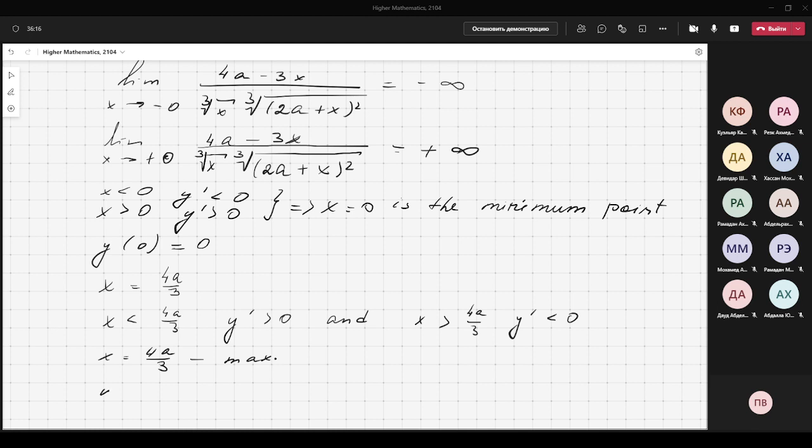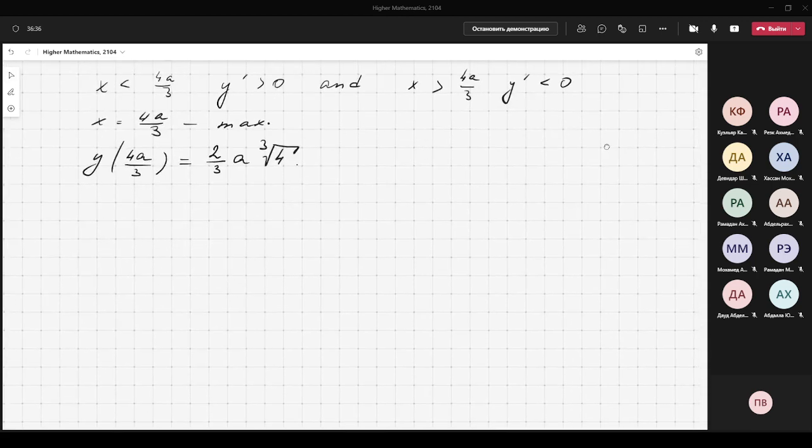And the maximum value is 2 over 3 times a times the cube root of 4. Therefore, on the basis of the study, we get the domains of increase and decrease of the function.